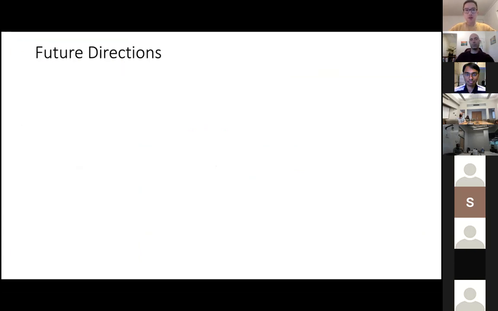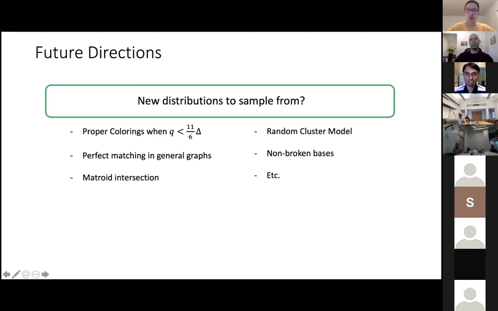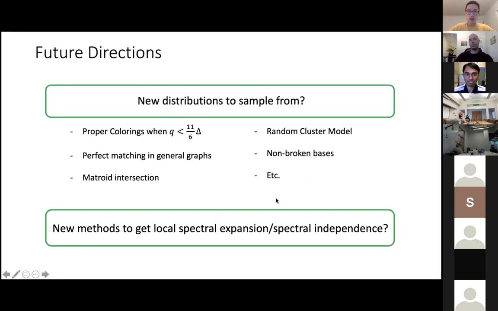So now let me wrap up by showing you some future directions for research. The first question is: are there new distributions that we can sample from using this technology? For instance, there are lots of major open problems in this area of approximate counting and sampling. I mentioned one being proper colorings of graphs, but there are lots of others. And likely, if you want to make progress on these problems, you also want new methods for obtaining spectral independence.